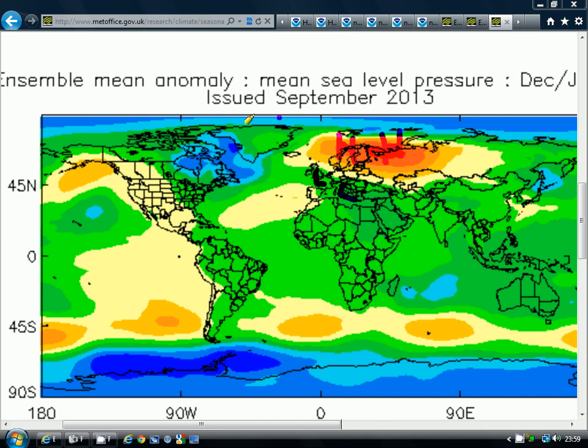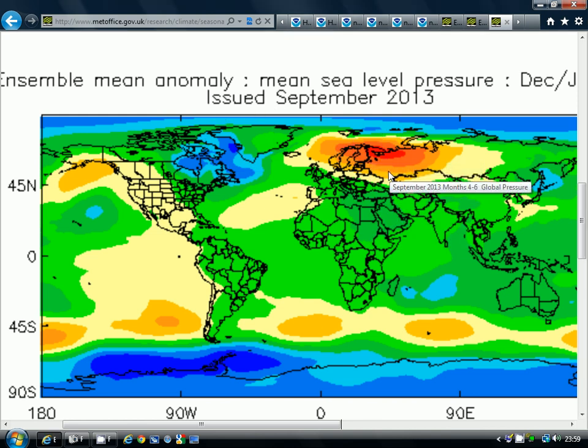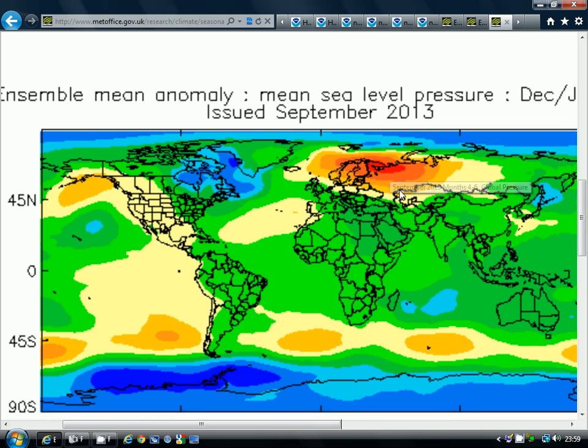Losing the blocking over Greenland, actually going towards below average heights. So that's probably what's inflating this blocking up over Scandinavia and western Russia. But those sea level pressure anomalies are definitely signalling a colder than average winter in my view.